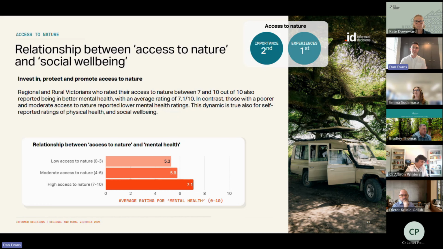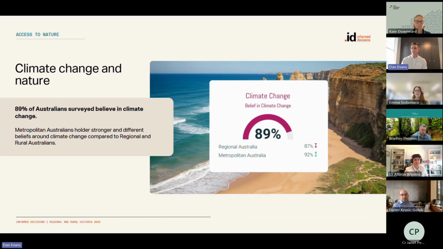But again, something to celebrate. From a regional and rural Victorian perspective, it's the second most important thing. It's the first most positively experienced. You know, what an outcome. The thing that we place a value on is going super well. That's not just a regional and rural Victorian dynamic, mind you. A lot of regional and rural Australian areas have that same dynamic. It's really important to us, and it's going quite well.